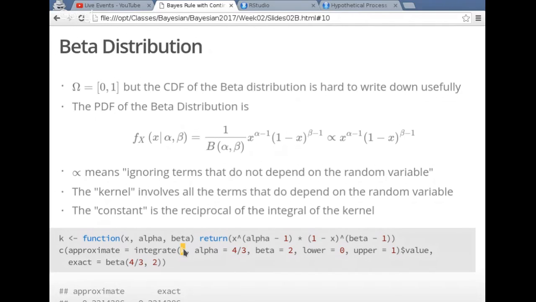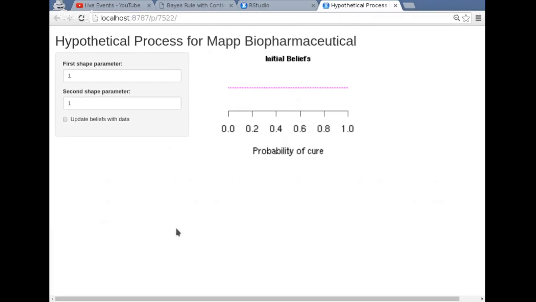This drug happens to be made by a company named MAP Pharmaceutical, biopharmaceutical, whatever. I've never heard of them either. So to start with, what are your initial beliefs about the probability that this drug will cure someone of Ebola, phrased in terms of a beta PDF?